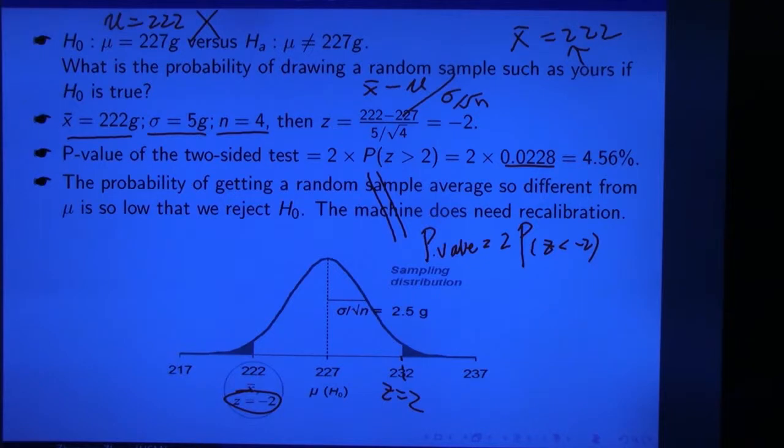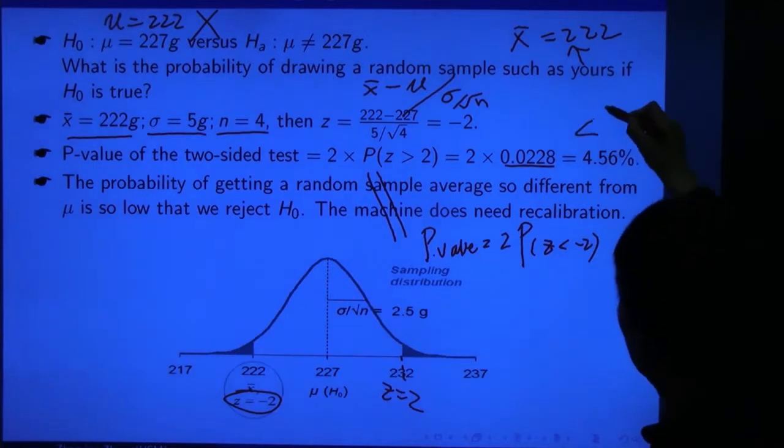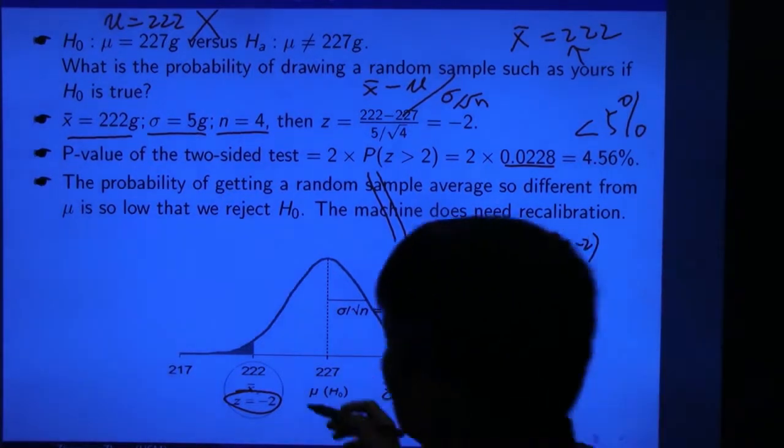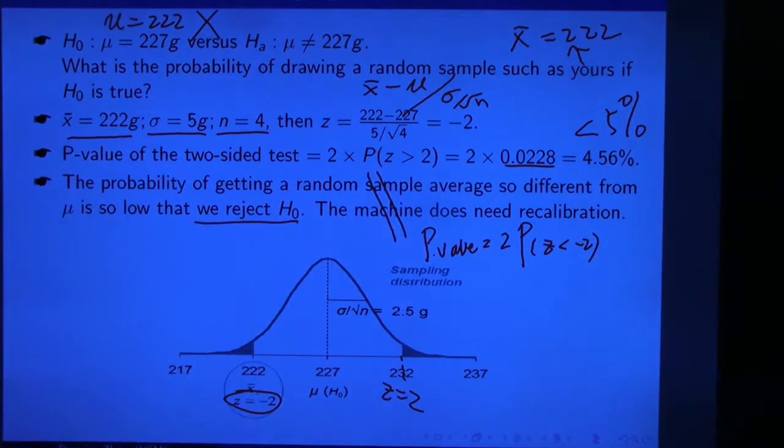Right? And this p-value is small compared to 5%. So this one is less than 5%. Here we use the convention. Sometimes if you are not given that one, we always use 5%. Because this p-value is less than 5%, we say this one is significant. Because the p-value is less than this one, our conclusion is that we need to reject H0. That means the population mean does not equal 227. So the machine does need recalibration.